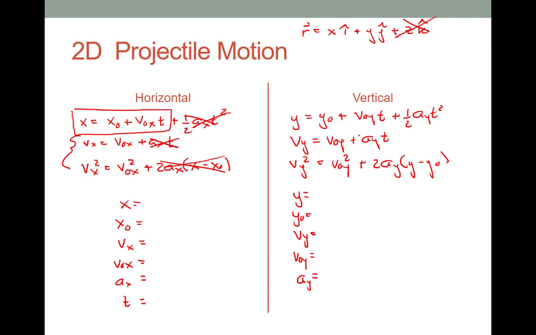Typically, I stick time under my horizontal grocery list at the bottom of the x's, mainly because that's the one that I write first. It can go wherever makes you happiest. So we have our 4 equations for 2-dimensional projectile motion.